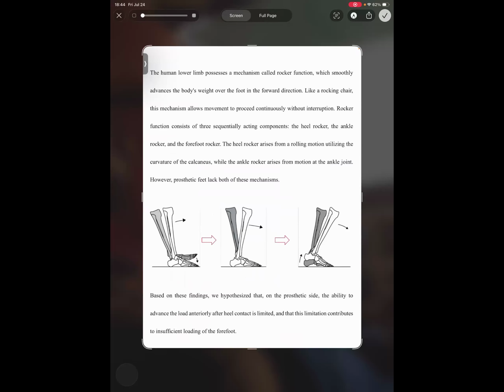So in this study, we used the forward velocity of the center of pressure, COP, (of both sides, that's your choice, so I'll put those in parentheses) as a quantitative variable to evaluate load transfer.